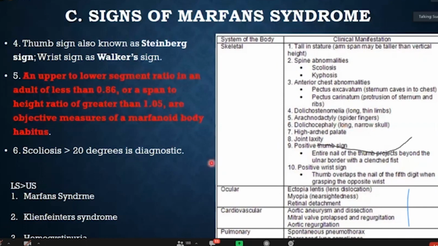Okay, now let's move on. In the table you can see the other signs. Apart from this, there are other manifestations like long slender fingers. Most commonly there are spine deformities, scoliosis, and you can get kyphosis also. Then pectus excavatum. If the sternum caves into the chest, it is known as excavatum, and if it is a protrusion, it is known as carinatum. Then you can get arachnodactyly, like long slender fingers and all. Apart from that, pneumothorax and all in the lungs.